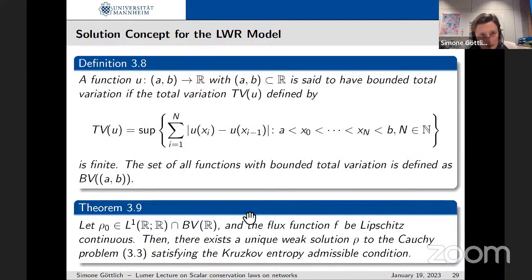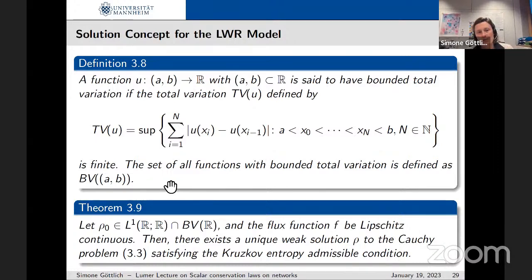So what do we mean by total variation? We say that total variation is explained or given by this expression here. And what is more important to mention is that the set of all functions with bounded total variations is defined as BV.